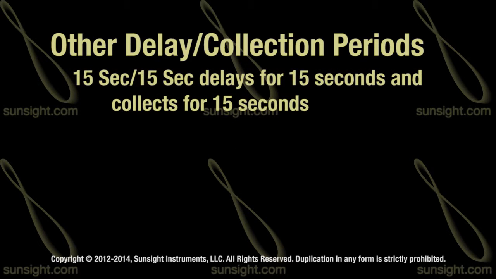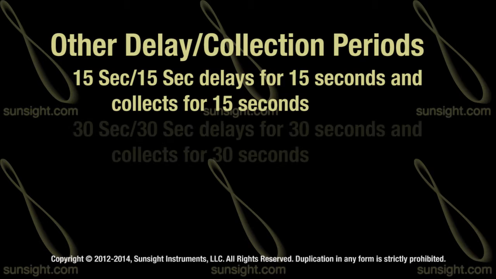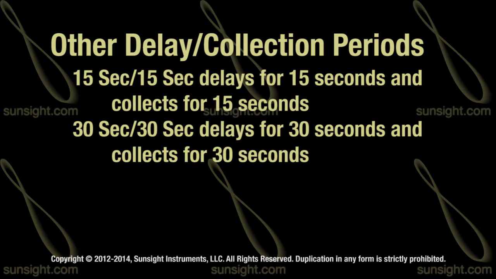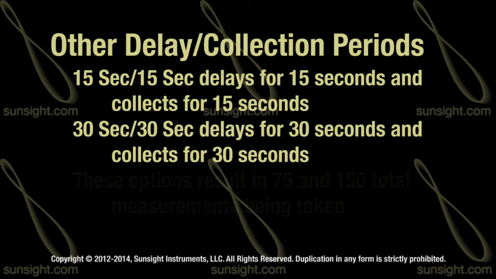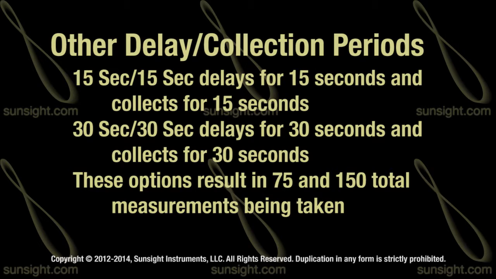As you may have guessed, 15 seconds/15 seconds will cause the AAT to delay for 15 seconds, then capture for 15 seconds, and the 30-30 option will cause the AAT to delay for 30 seconds and then capture for 30 seconds. These options cause the AAT to take 75 and 150 total measurements respectively, which can really help provide more accurate results in harsh conditions.